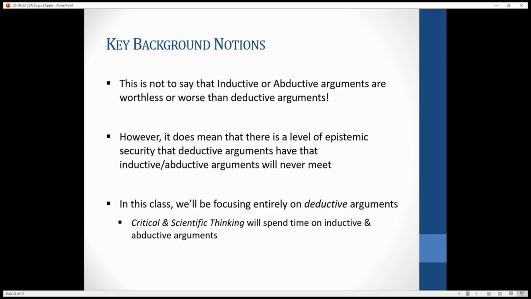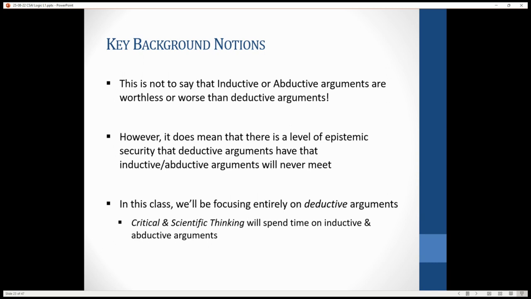So let me just stress, right? Jokes aside, this isn't to say inductive or abductive arguments are bad or that they're worse than deductive ones. Not at all, right? It just is to say that there's a level of epistemic security that deductive arguments have that the other ones will never touch. And that's fine. What we're after is just trying to track that, trying to make sense of that and figure out when it holds and when it doesn't.